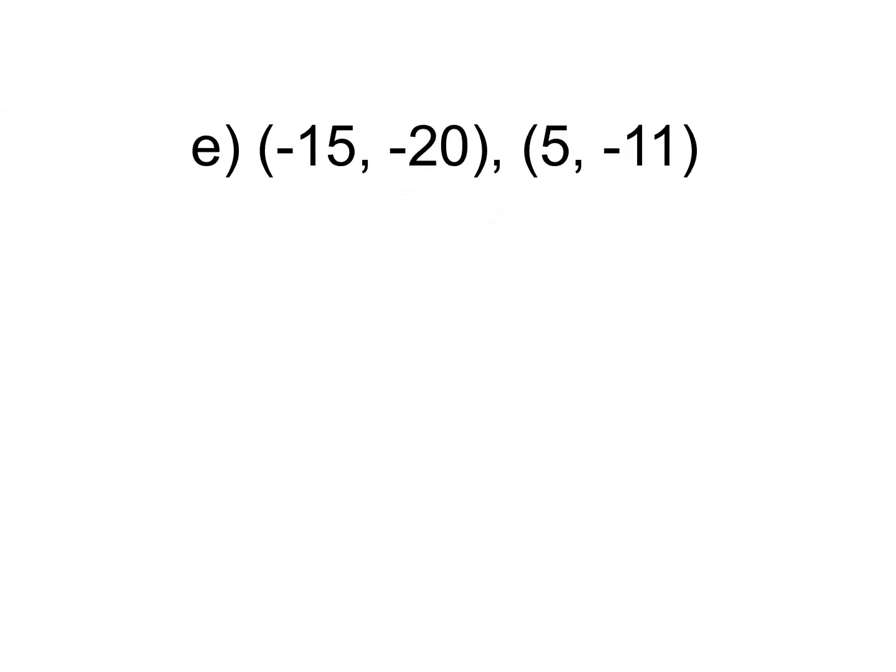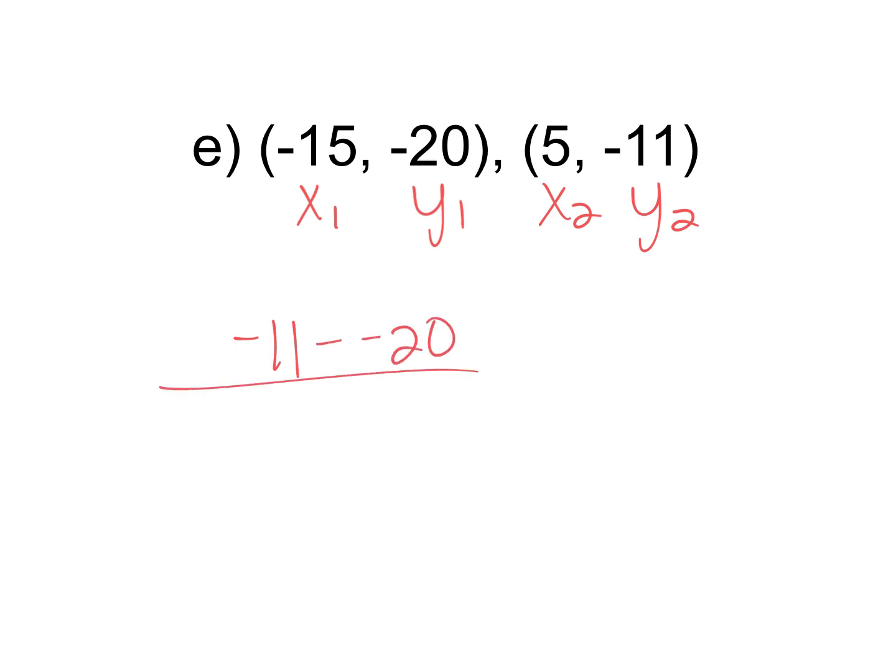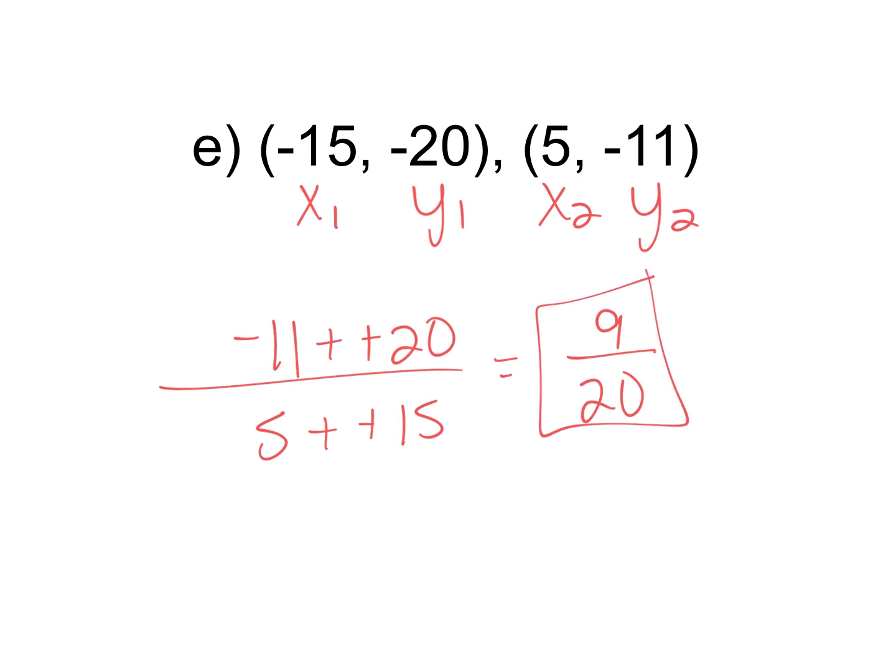All right, let's do this one. x1, y1, x2, y2. So this would be negative 11 minus negative 20 over 5 minus negative 15. Go ahead and add them, or subtract them, which these turn into addition. So this would be 9 over 20, I believe. And you can't reduce that. We haven't had one you had to reduce yet. So that's your answer.